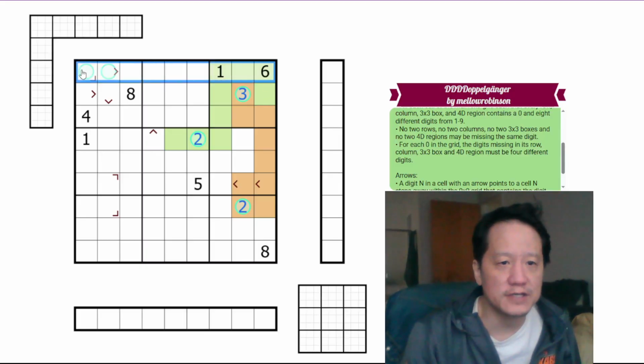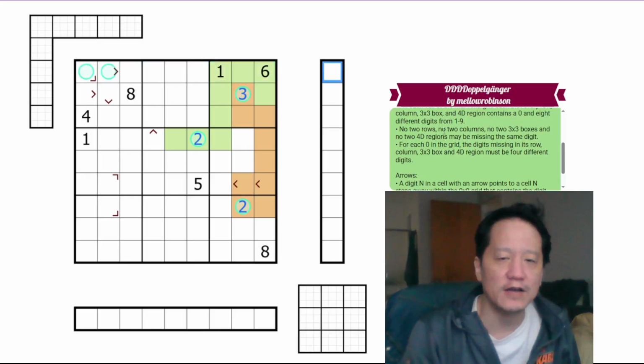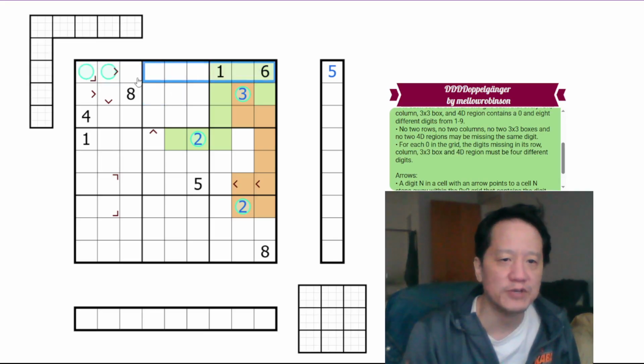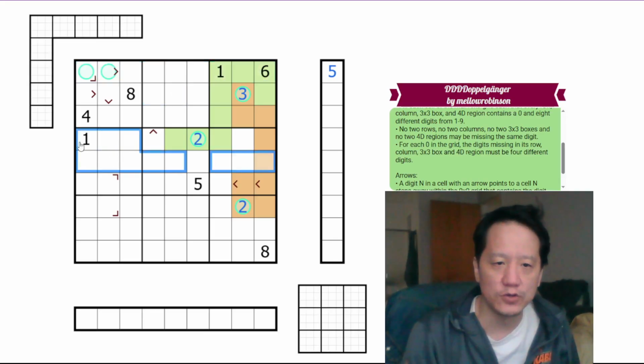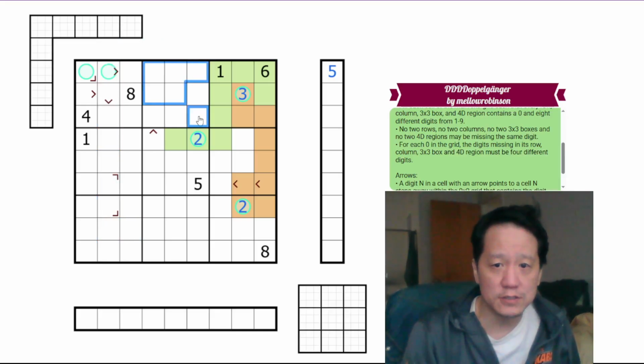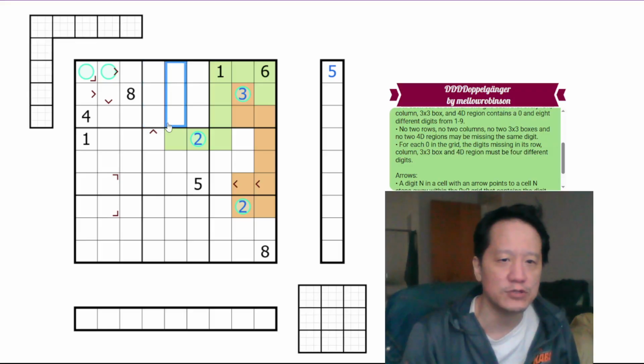So, for example, say we were missing a 5 in row 1. Then none of the other rows could be missing a 5. Because, again, no 2 rows can be missing the same digit. No 2 columns can be missing the same digit. No 2 boxes, 3x3 or designated 9-cell regions, can be missing the same digit. And no 2 4D regions may be missing the same digit.